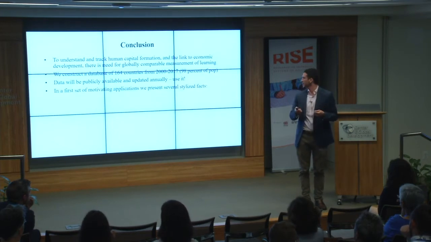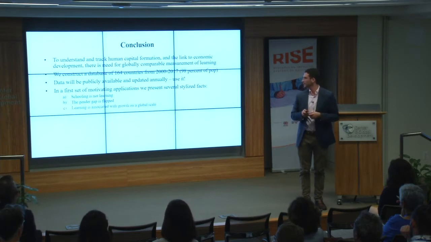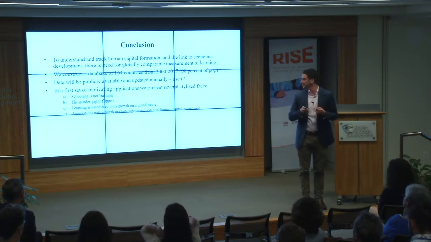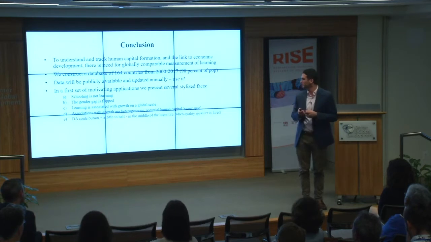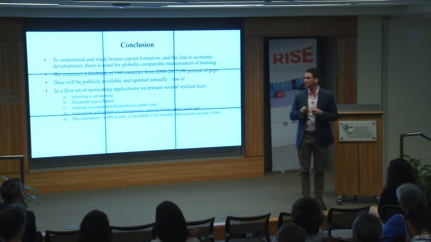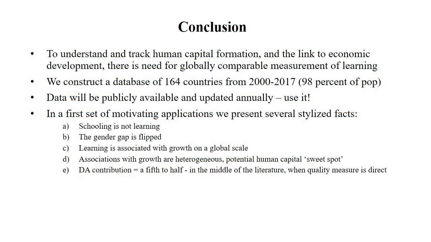In a first set of motivating applications, we present a few stylized facts. Schooling is not learning, that's known, we show that again. The gender gap seems to be flipped. Learning is associated with growth on a global scale. Associations with growth are heterogeneous, and there might be this human capital sweet spot. There's other heterogeneity analysis you can run. And for the development accounting contribution, we're finding between a fifth to half, which is roughly in the middle of a wildly varying literature.